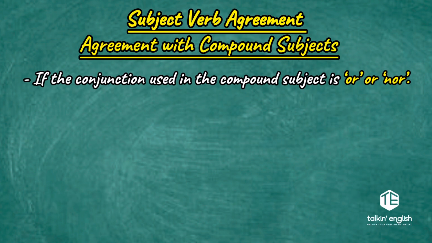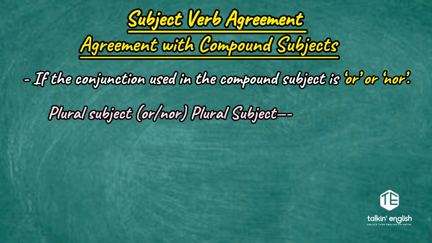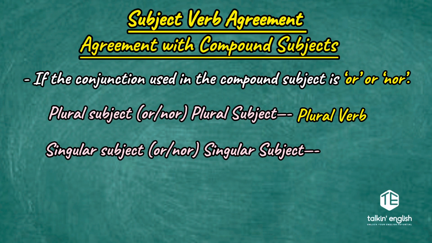If the conjunction that is used is the word or the word nor, then you have to check first the number of the subjects. If the two subjects are plural, each one of them is plural, you have to choose a plural verb. If the two subjects are singular, each one of them is singular, you have to choose a singular verb.